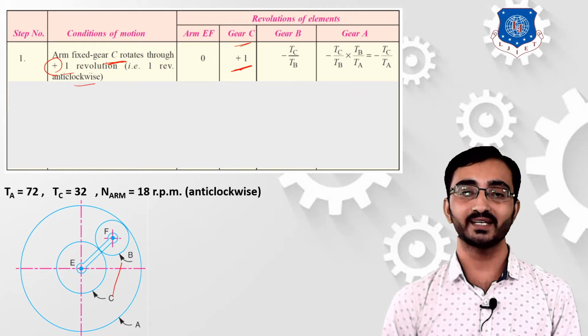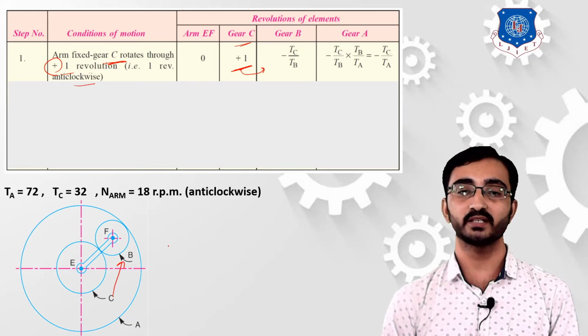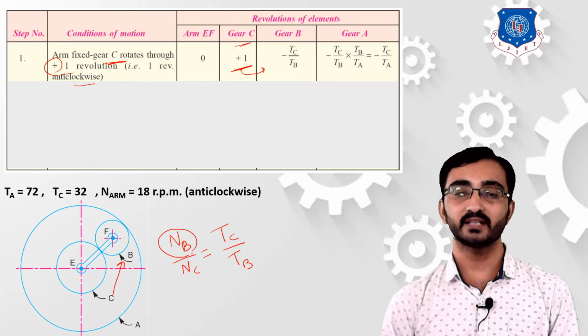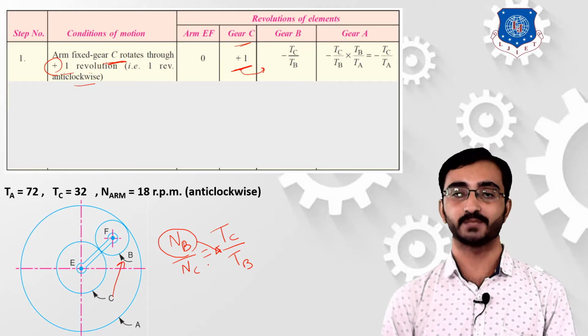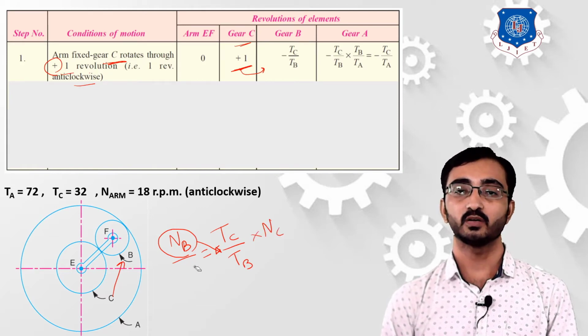Now gear C is connected with gear B. So from the equation of gear C we can find out the equation of gear B. Now how can we calculate this? We have a simple relation, that speed of gear B upon speed of gear C is equal to teeth of gear C upon teeth of gear B. Now this is a very simple fundamental, that speed is always inversely proportional to the number of teeth. Okay, so if you want to calculate the speed of gear B, you have to multiply by the speed of gear C. So let's consider TC by TB into NC.